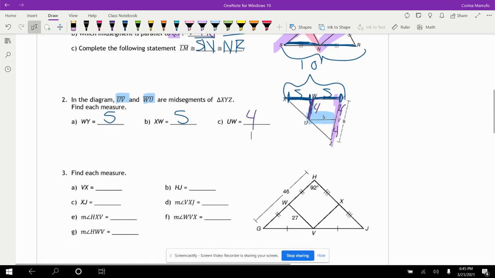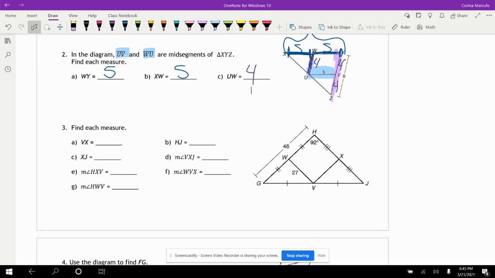All right, so here's another one. It says find each measure. Now they're including a few of the angles, so we're going to have to use what we know from the angles of a triangle. So I'm just going to go ahead and look at what they give us and try to figure out everything else. So from here to here is 46. So that means that this side that's parallel, this mid-segment, is also going to be half of that 46. So half of 46 is 23, which means this piece is 23.